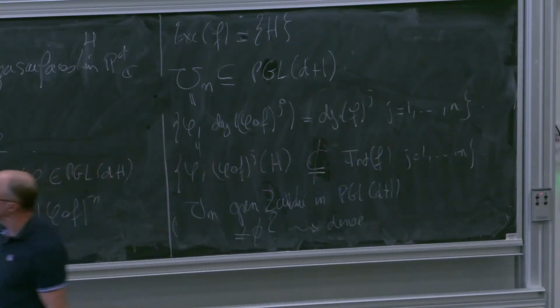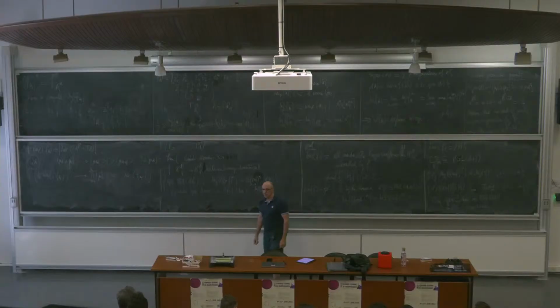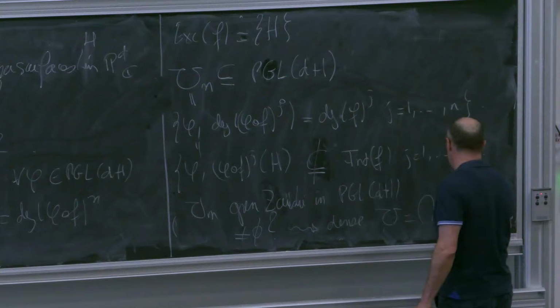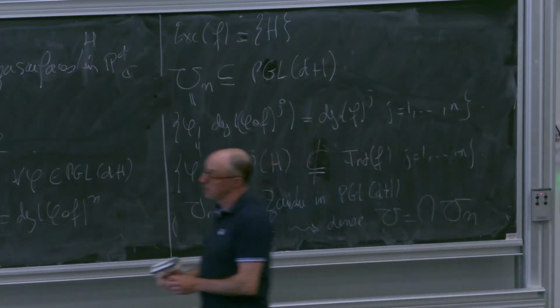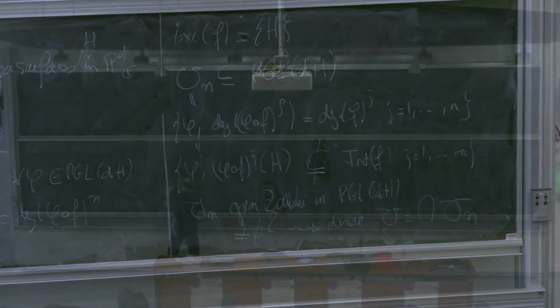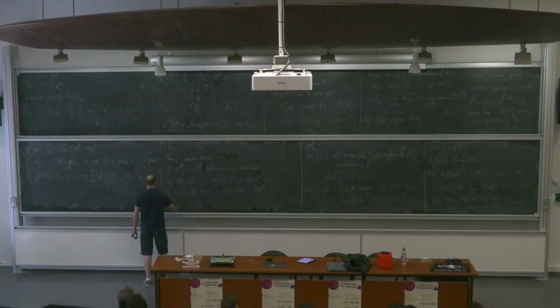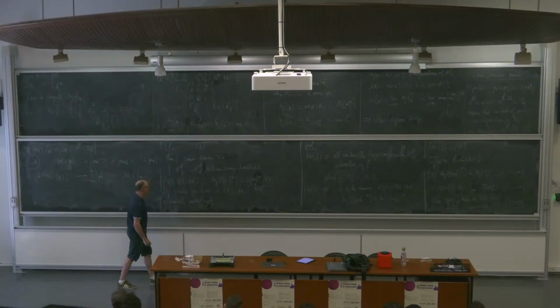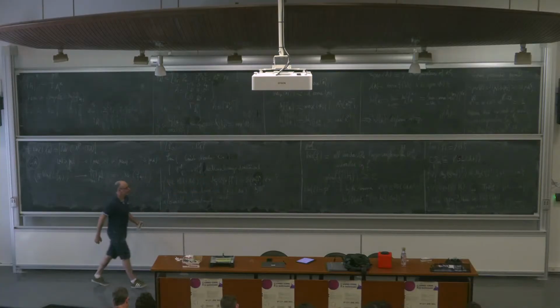Now I understand why. Yeah, okay. You should have told me. Yeah, sorry. Okay, now I see the problem. So it's open Zariski dense, and in fact, my U is the intersection of all these U_N. It's a countable intersection, sorry, a countable intersection of Zariski open dense subsets. Yeah, sorry.